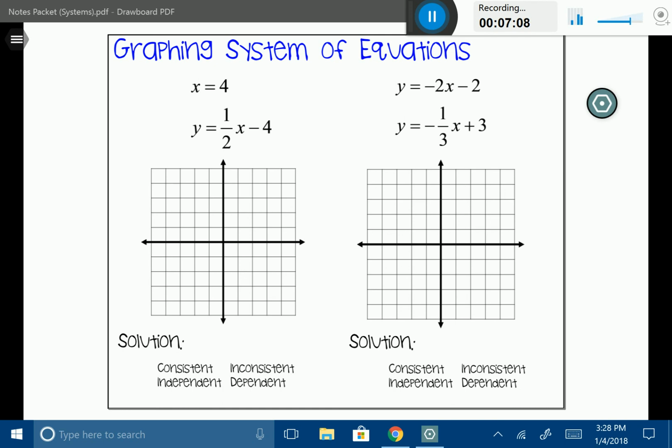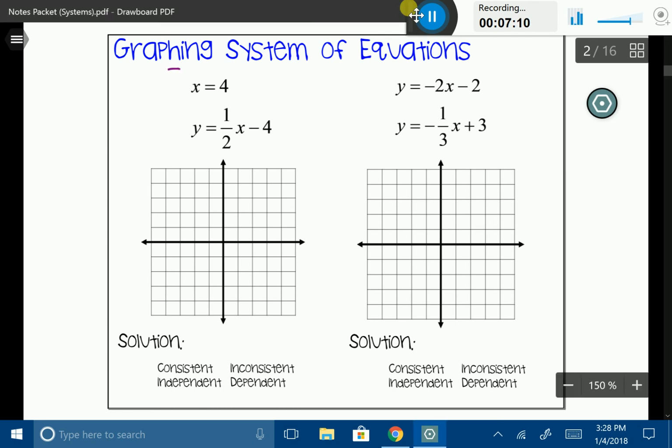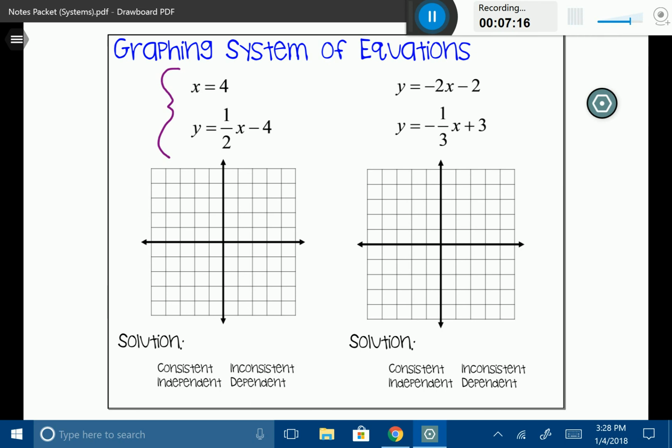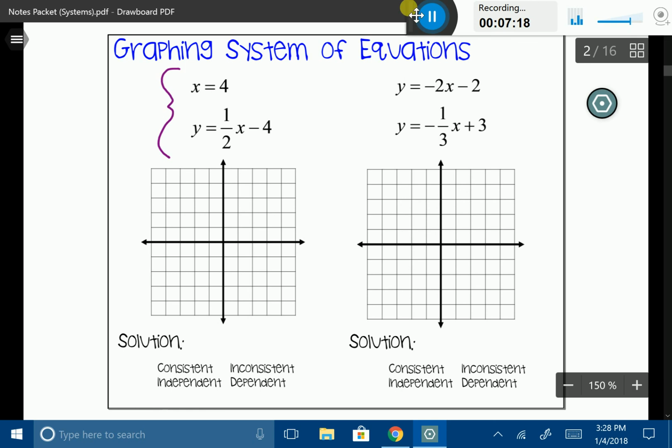So let's look at the first system. You can see that this is my system of equations. I have two equations, and I'm going to graph them. If I graph x equals 4, x is a vertical line, so we're going to have a vertical line at 4. Sorry that my lines aren't super straight here. That's going to be my first equation.